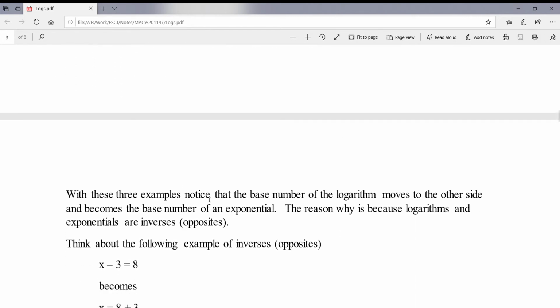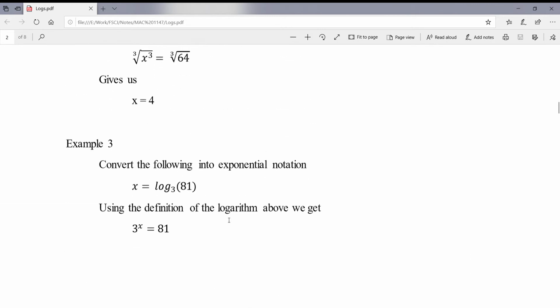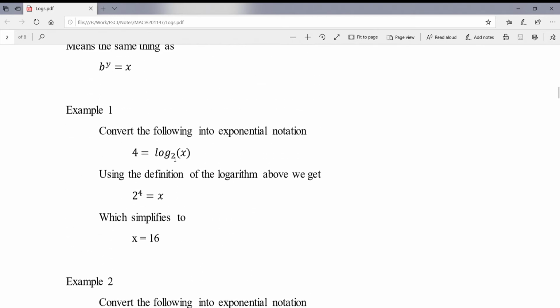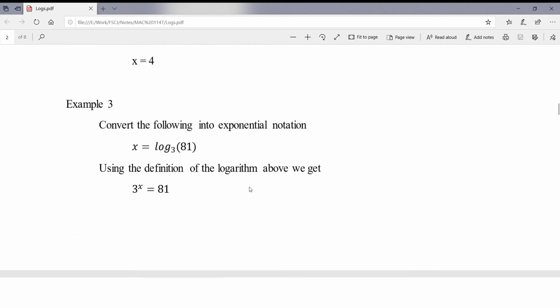With these three examples, notice that the base number of the logarithm moves to the other side and becomes the base number of an exponential. The reason why is because logarithms and exponentials are inverses, opposites. So the base number of the logarithm, 3, moves to the other side and becomes the base number of an exponential. The base number of the logarithm, x, moves over to the other side and becomes the base number of an exponential. The base number of the logarithm 2 moves to the other side and becomes the base number of the exponential.